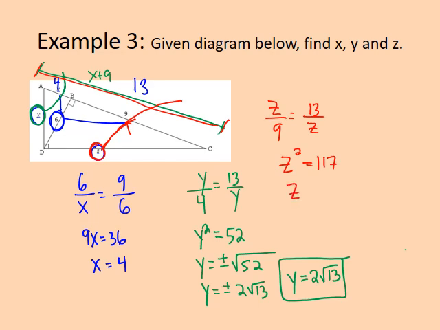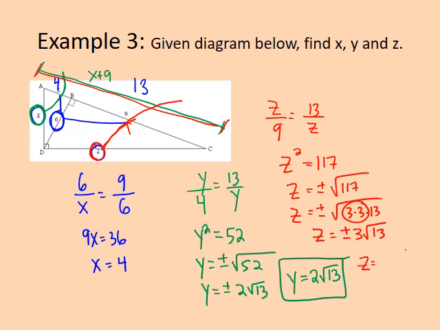When we break up our radical, we have z equals plus or minus the square root of 117. 117 is 3 times 3 times 13, so our 3's break out. So z equals plus or minus 3 root 13. Since lengths are always positive, z equals 3 square root of 13.